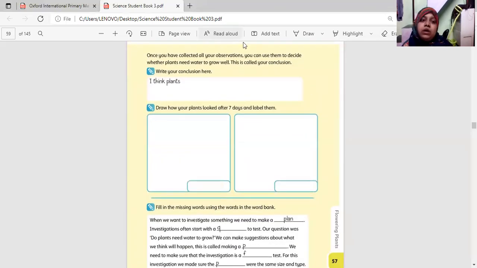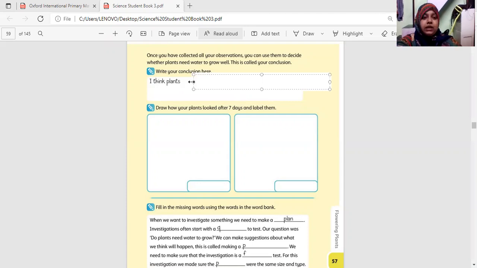Okay, so I think plants. What will happen if the plant is not watered for so many days? We can say that if it will not be watered, it will die. Quickly just writing the conclusion. I hope it is a very simple and logical thing. You just need to clear your doubts and then you're ready to go.